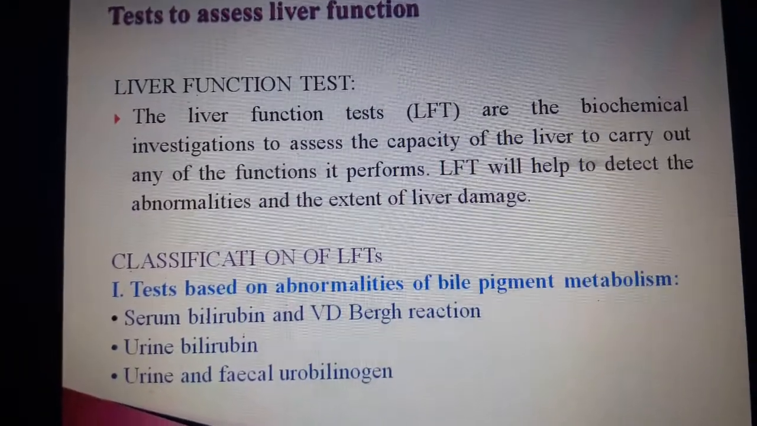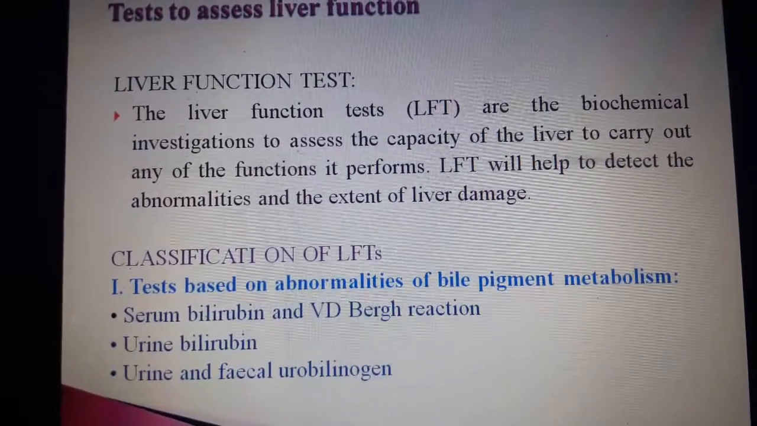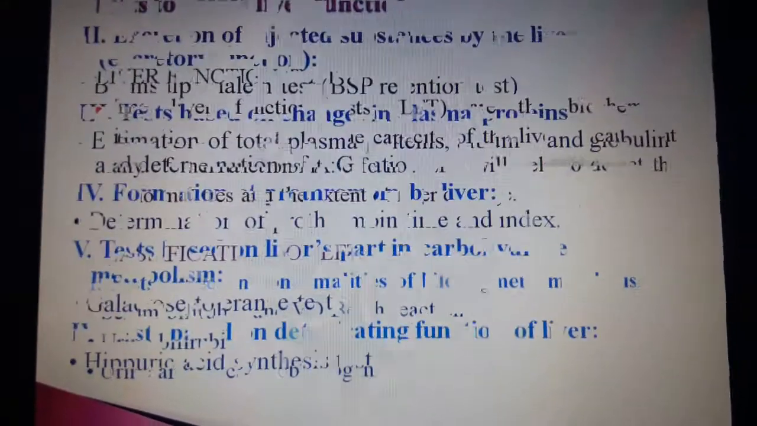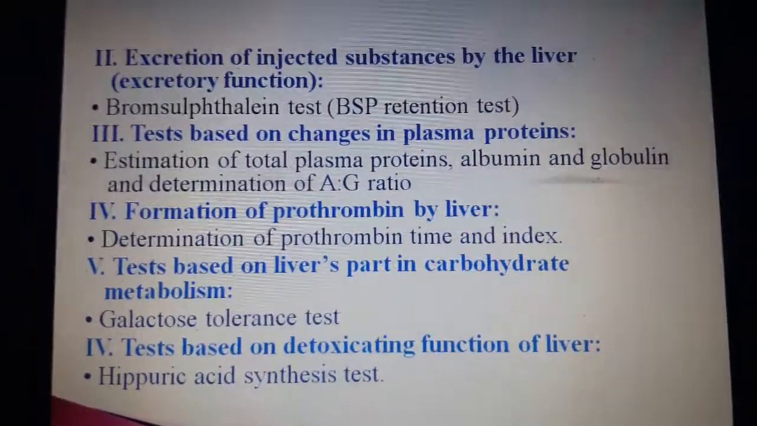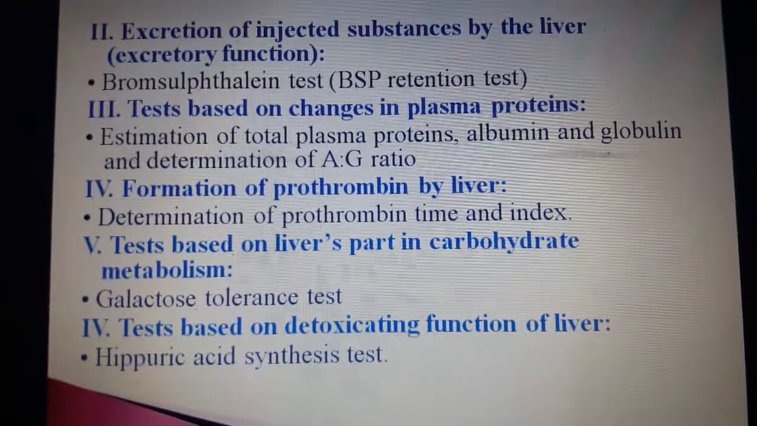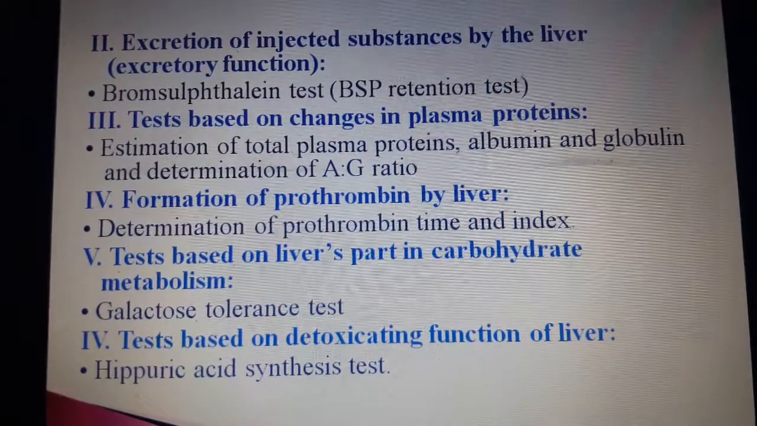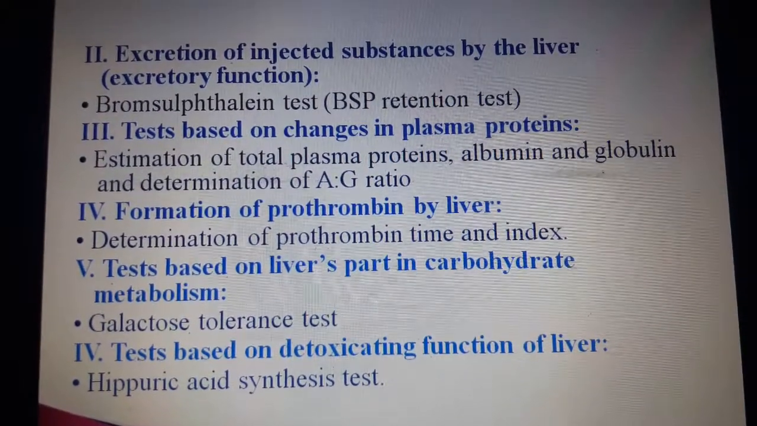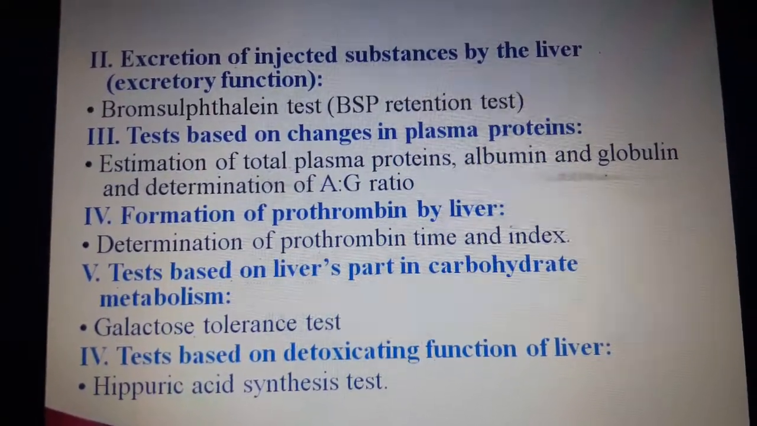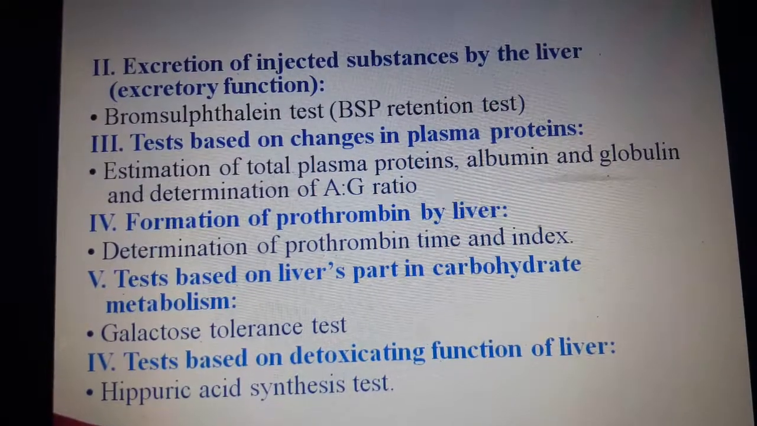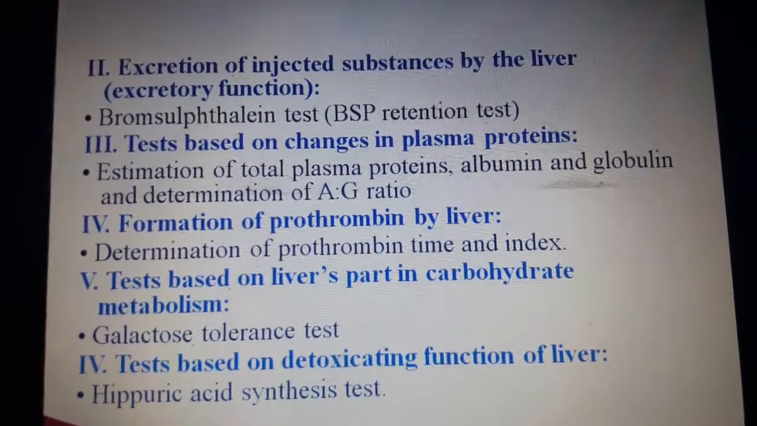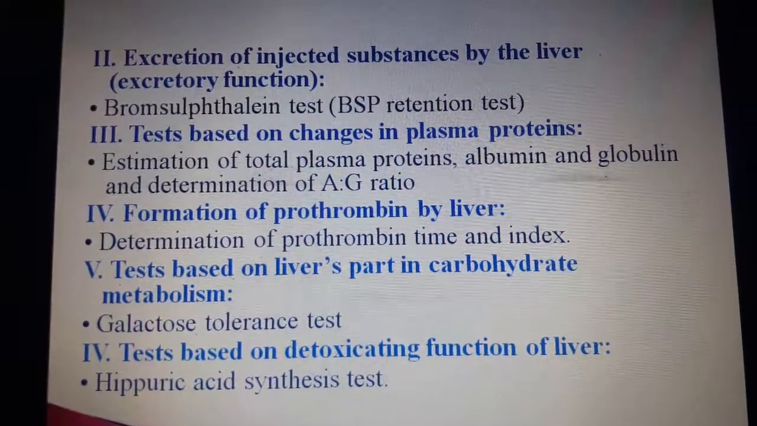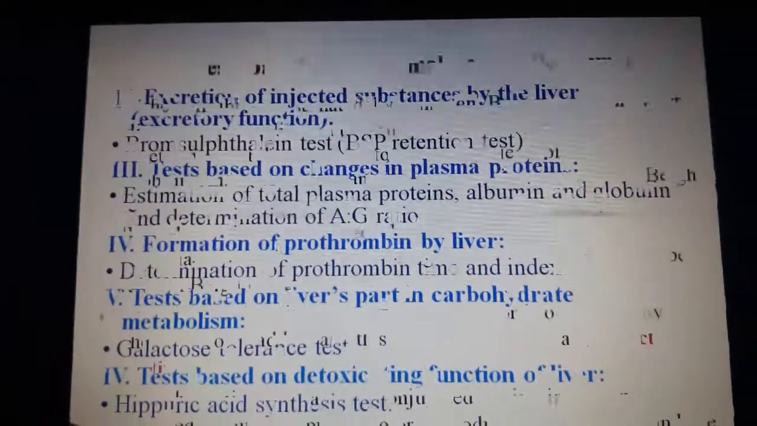Then classification of liver function test. Test based on abnormalities of bile pigment metabolism. Then second one, test based on excretory function. Then test based on changes in plasma protein. Then formation of prothrombin by liver. Then test based on liver spots in carbohydrate metabolism. Then test based on detoxicating functions of liver.